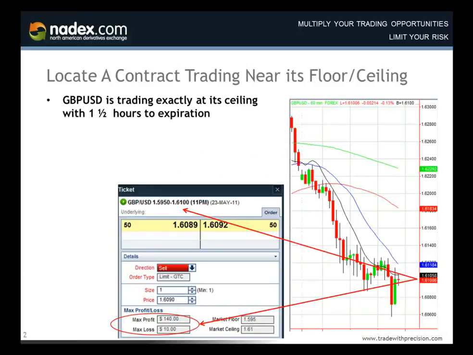The first one here is very basic. We're just locating a contract that's trading near its floor or ceiling price. In this scenario, we found a potential trade on the pound dollar that was exactly at its ceiling with about an hour and a half left until expiration.